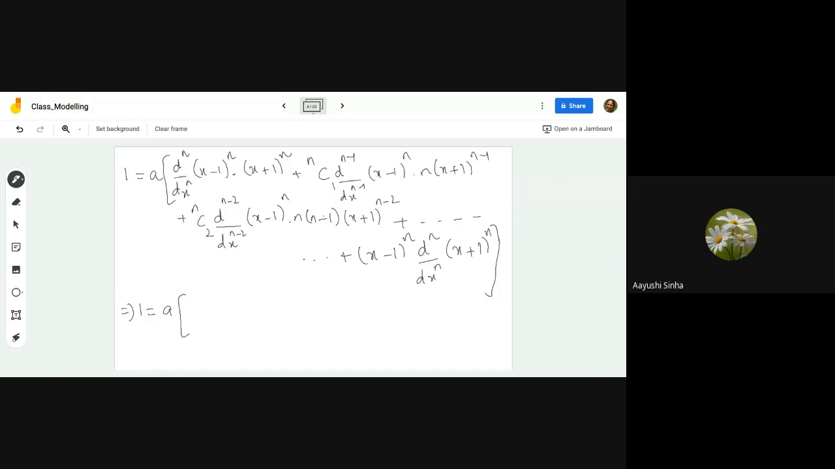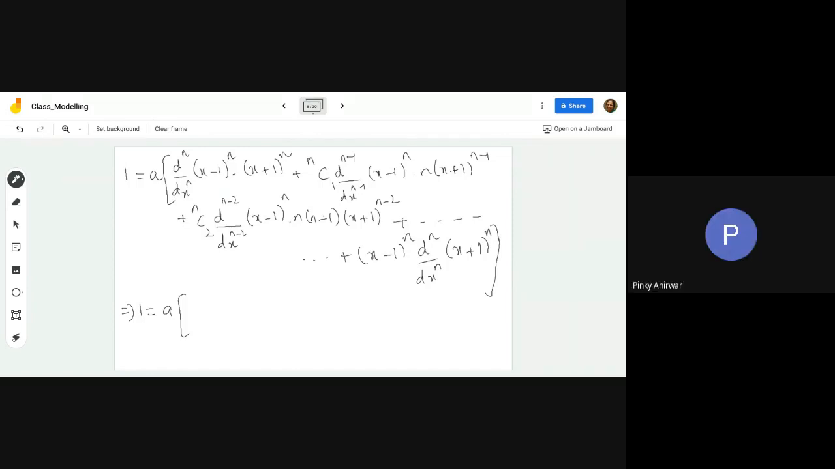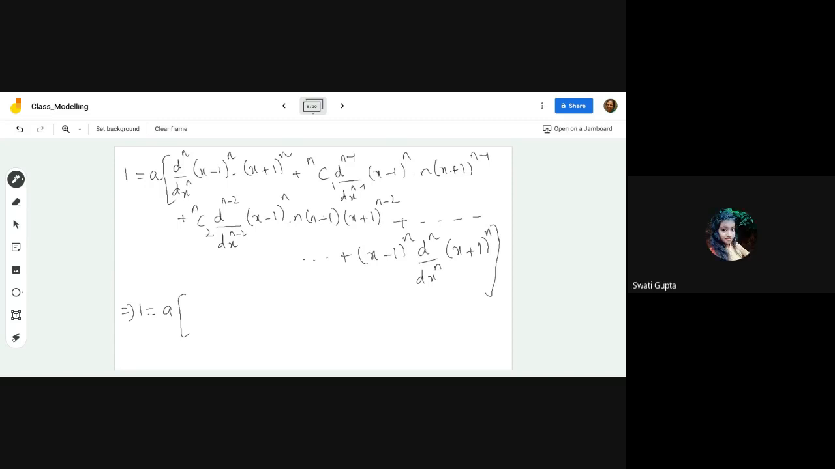What is 6 in terms of 3? 3 into 2 into 1, that is 3 factorial. What is the fourth derivative of x to the power 4? 24. What is that? 4 factorial.